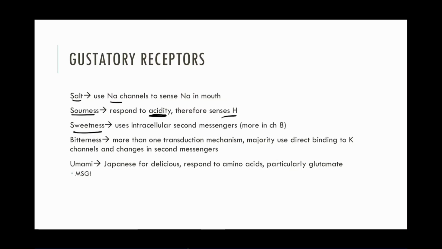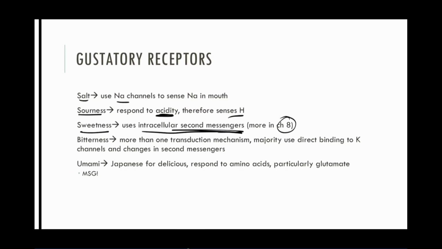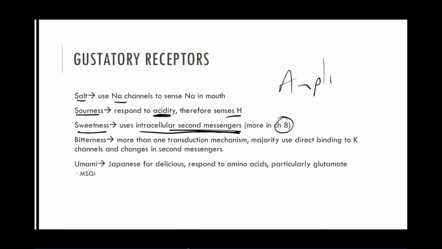Sweetness uses intracellular second messengers. Whenever you see this word, secondary messenger, we haven't gotten into them very much. We'll get to it a lot in endo. That's why I say chapter 8. Secondary messengers, all they do is amplify the signal. So if you ever see secondary messengers, G proteins, they amplify the signal that was given to that cell.